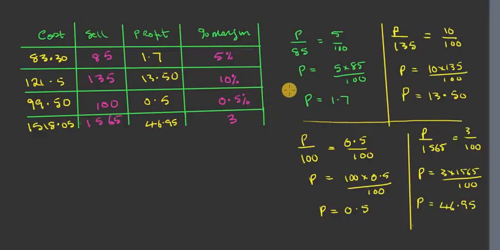Okay, here's the table completed. For each of the sections, you can see I've got my formula: P divided by the sale price is equal to the percentage margin. I wrote my percentage margins as fractions, as you can see. So 5% is 5 over 100, 10% is 10 over 100, and so on. So there they are. And I filled in my profit. And once you get your profit, then you can work out your cost, because your profit is equal to your selling price minus your cost.